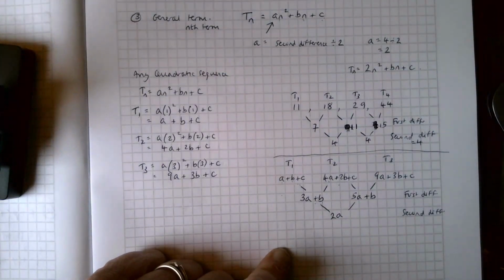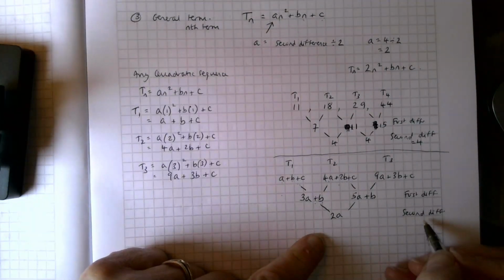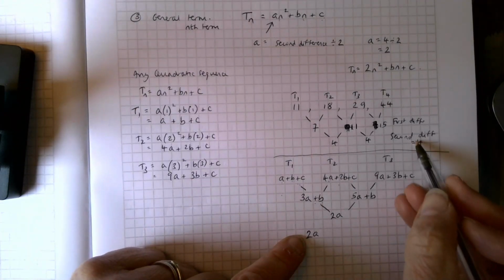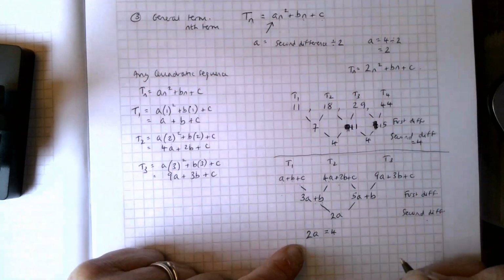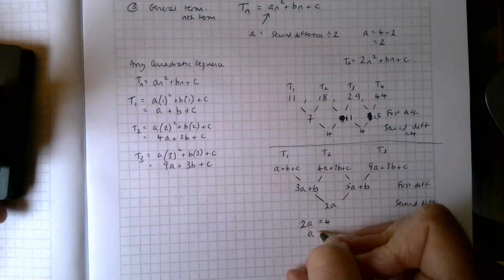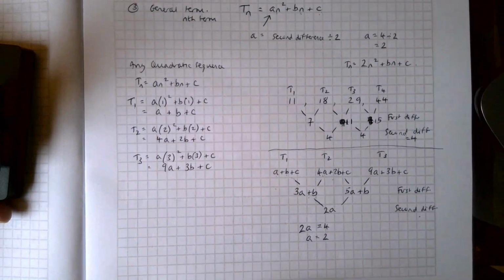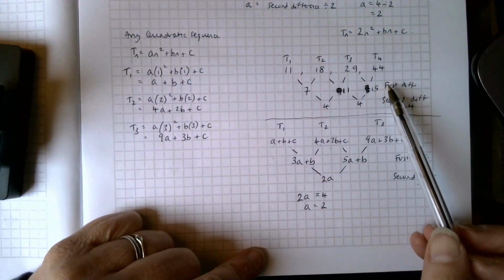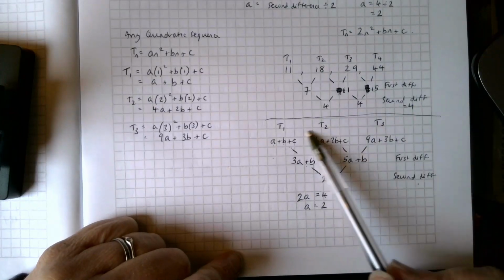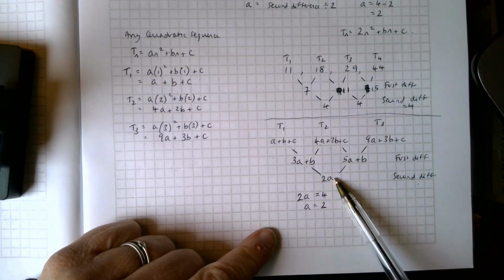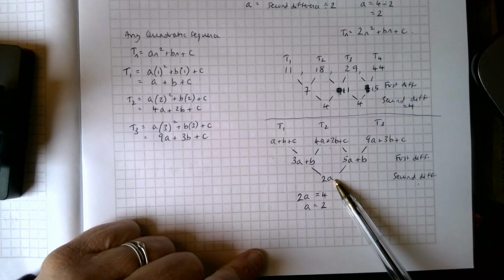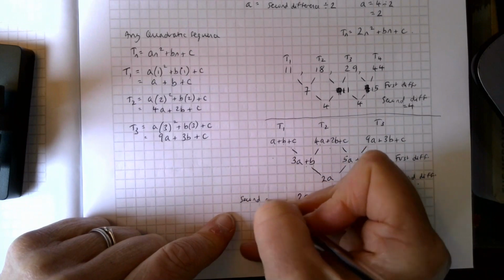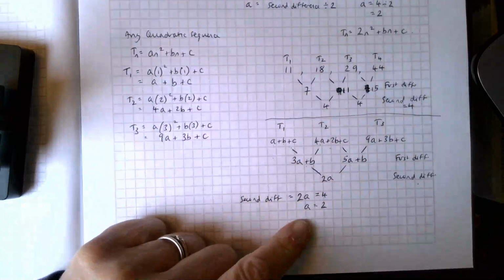Second difference is 4. Now, I now know the second difference is 2a, but I also know that the second difference is 4. So there's my information that a must be 2. Do you see that? In this specific sequence I'm working with, the second difference is 4. In this general sequence I'm working with, the second difference is 2a. They're both the second difference, so they both must equal each other. So a must be 2.